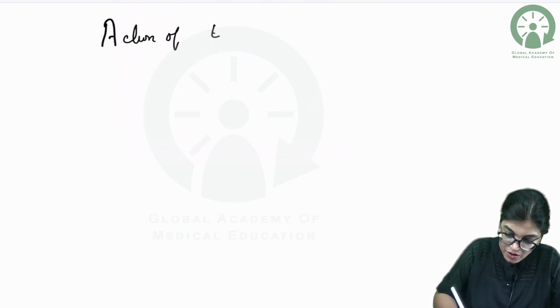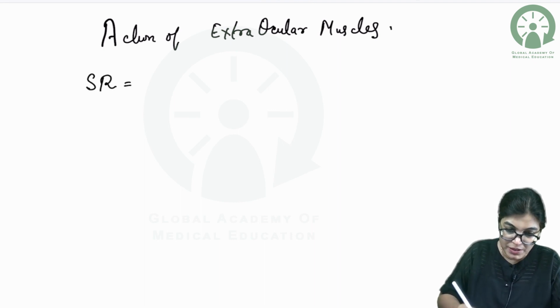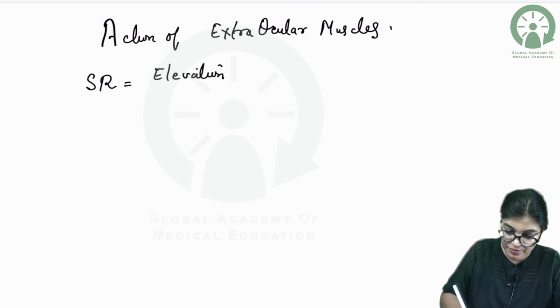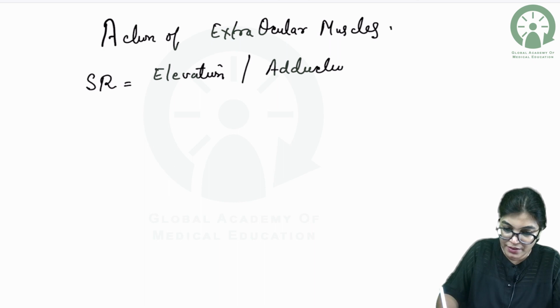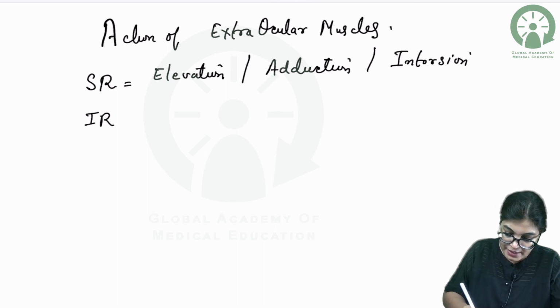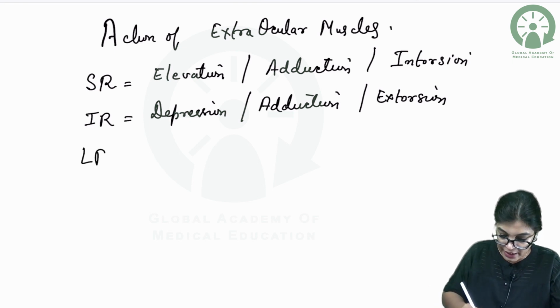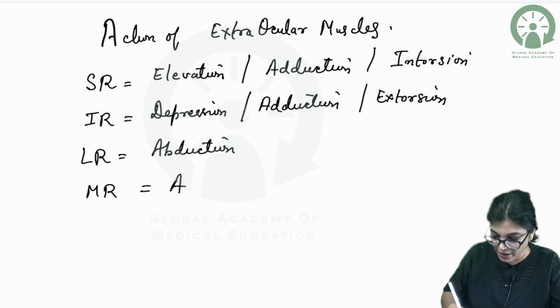Action of extraocular muscles. The actions of extraocular muscles are as follows. Superior rectus muscle is causing elevation, the prime action, along with adduction and intorsion movement. Inferior rectus is causing depression, the primary action, along with adduction and extorsion. Lateral rectus is causing abduction movement of the eyeball. Medial rectus is causing adduction of the eyeball.